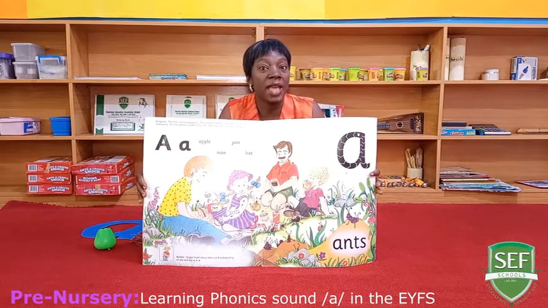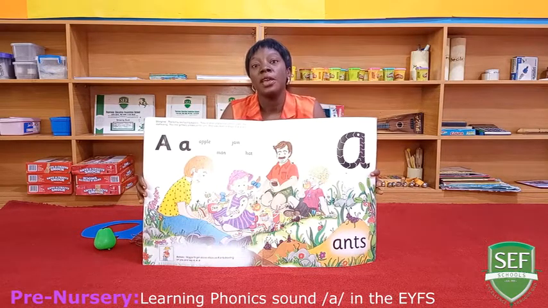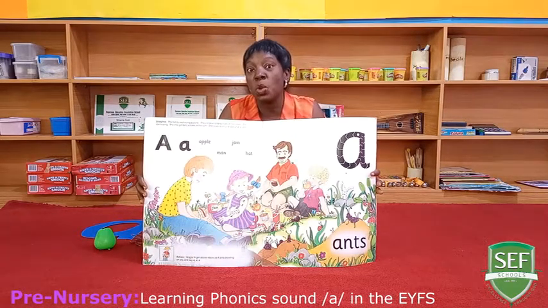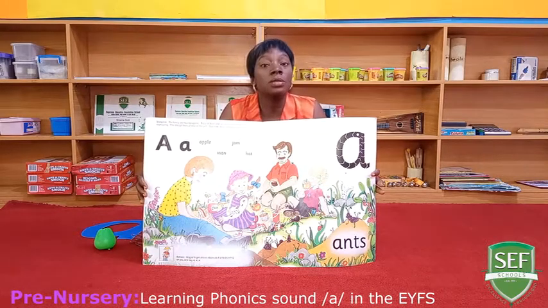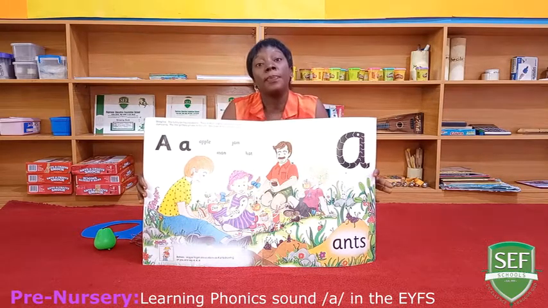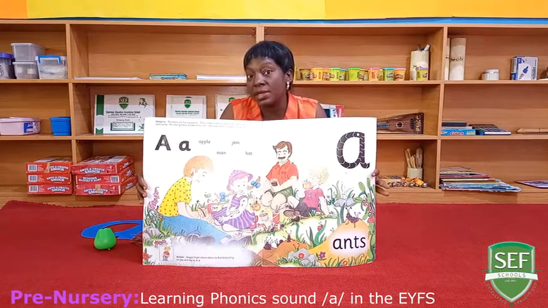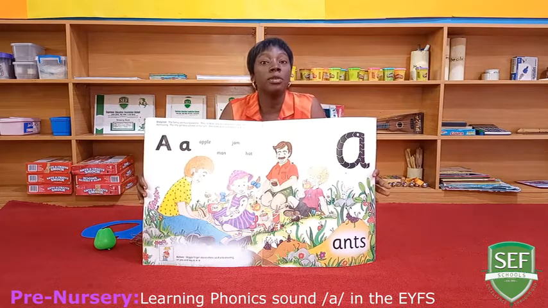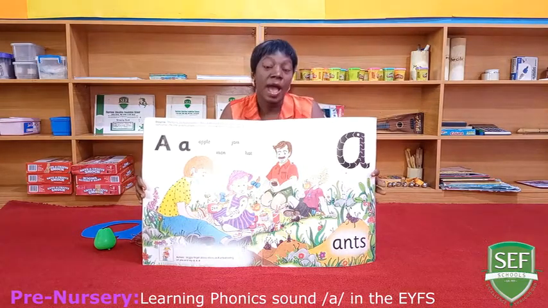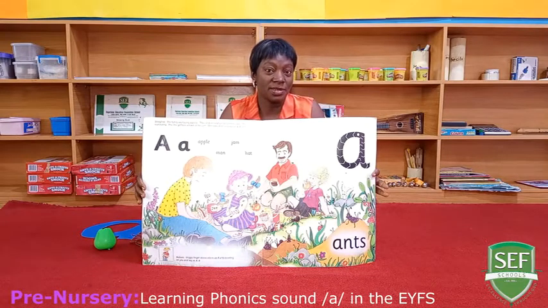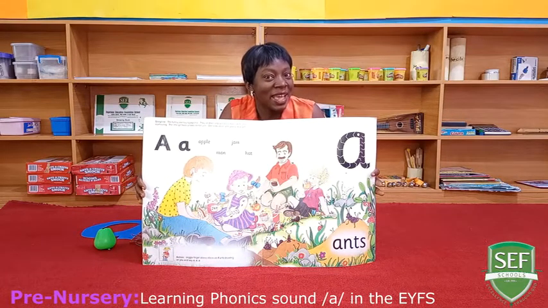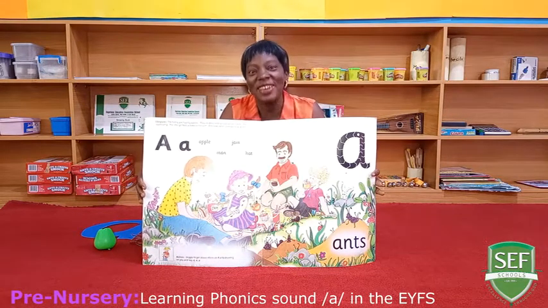This story is about Anne and her family. They prepared themselves to go on a picnic. When they got to the picnic spot, they put their picnic mats down, they spread it down and brought out all the goodies from the picnic basket. As soon as they started eating, they had some visitors. What visitors do you think they had? I'm going to tell you.